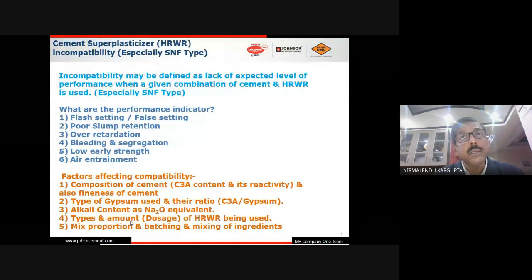Actually, in Indian cement, 0.7% sodium oxide equivalent alkali content is there. If you go to some other part of the world like US and Korea, you will get higher alkali content. So the higher the alkali content, the dosage requirement will be higher. The higher the cement fineness, the dosage requirement will be higher. So mix proportion, batching and mixing of ingredients, all are also affecting these things.